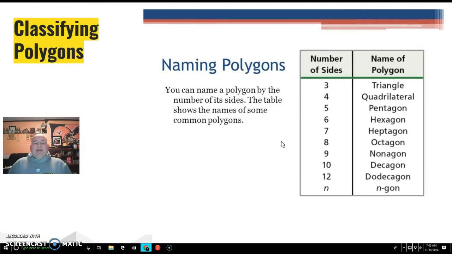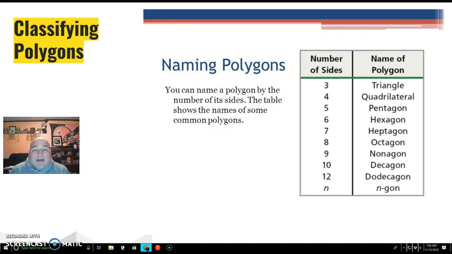We classify polygons and name them by the number of its sides. Some of these should be very familiar to you. A three-sided polygon is a triangle. Four sides, quadrilateral. Now there's different types of quadrilaterals, which we'll talk about a lot coming up here this trimester. But any four-sided polygon is a quadrilateral. There's a pentagon with 5 sides, hexagon with 6, heptagon 7, the octagon has 8.